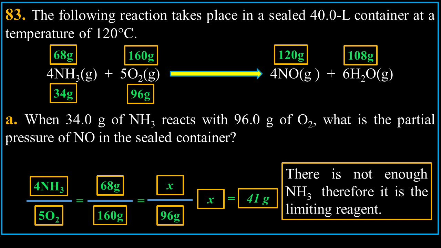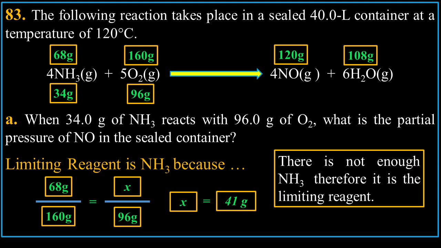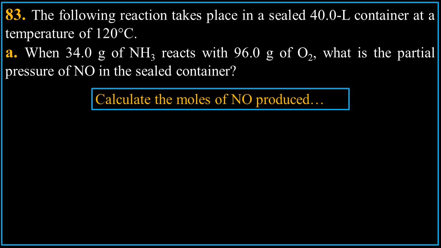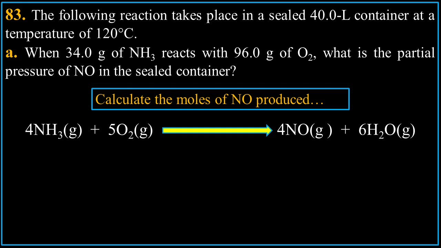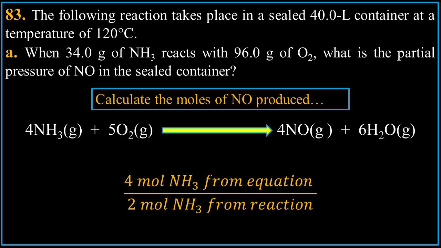Now, next. There is not enough ammonia, therefore it is the limiting reagent. Okay, the limiting reagent is NH3 because there's not enough of it relative to the equation. Okay, you want to calculate the moles of NO produced. Not in terms of the stoichiometric equation, those are relative to the others, but in terms of how much we did.